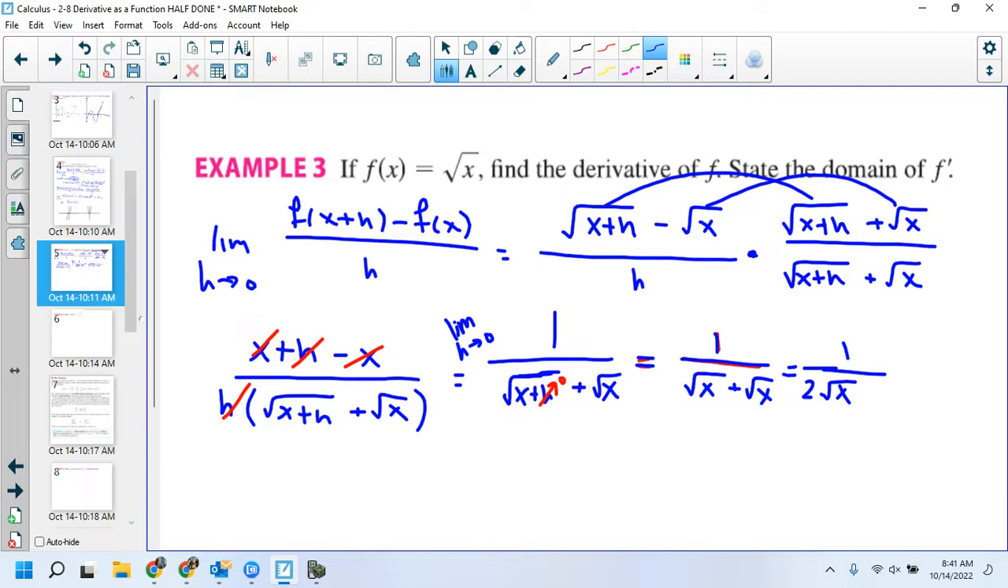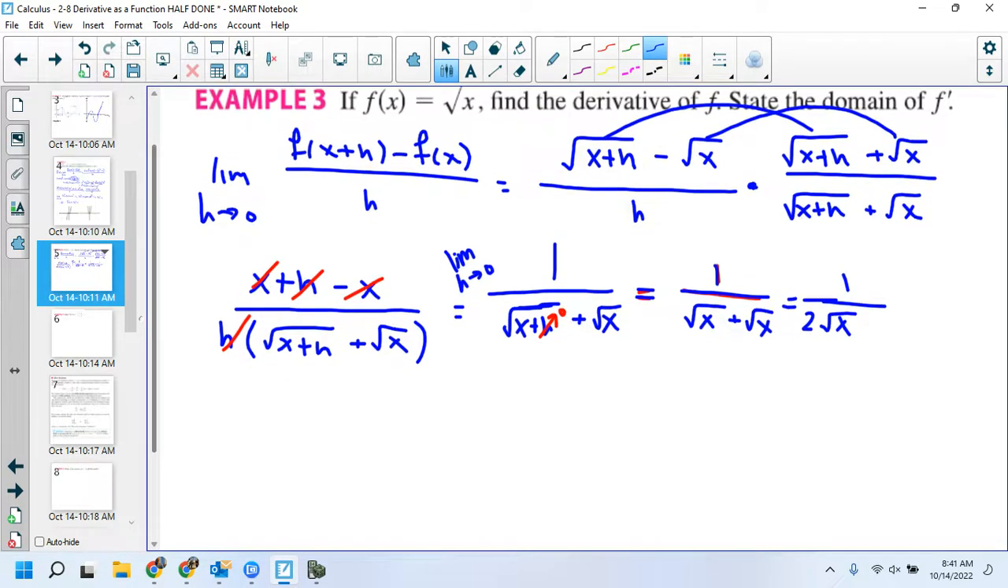Gone are the days where we will have to rationalize the denominator. That is completely fine to leave it like that, okay? 1 over 2 radical x. That is f prime. F prime of x is equivalent to 1 over 2 radical x.